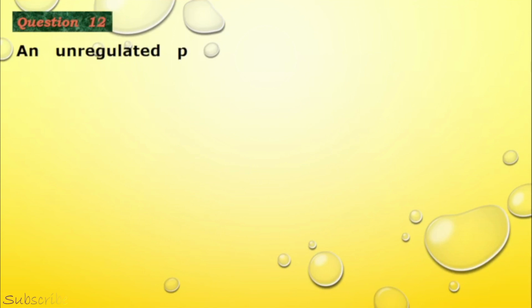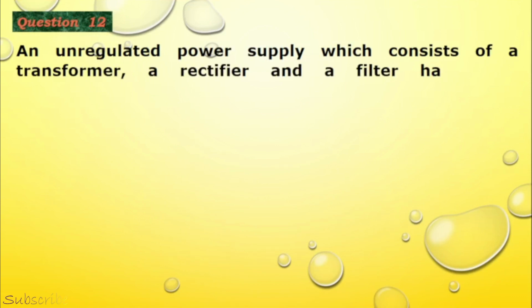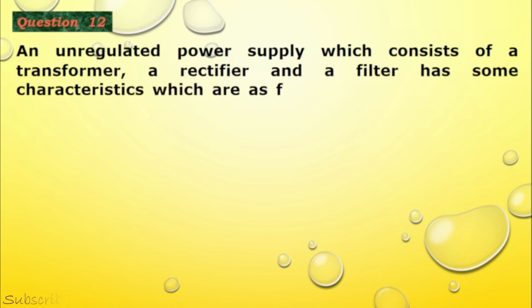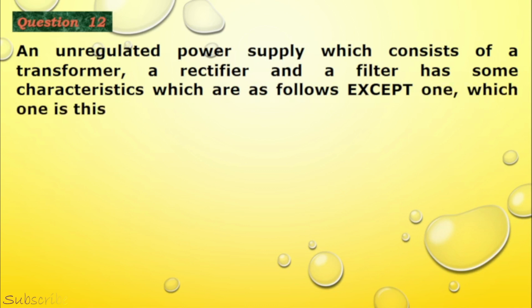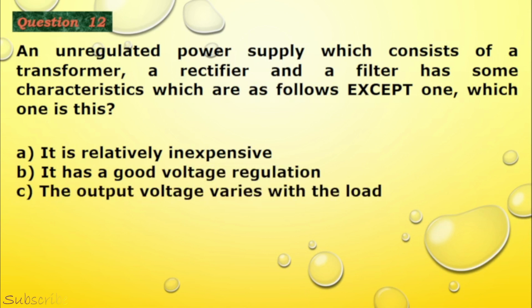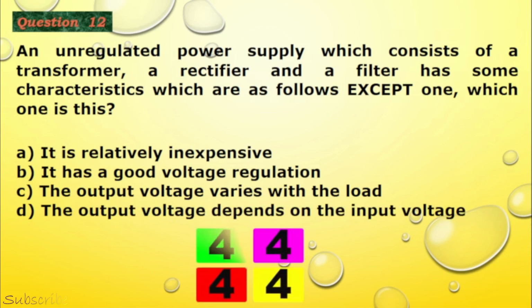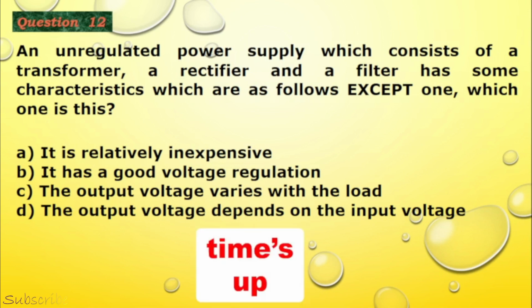Question number 12. An unregulated power supply which consists of a transformer, a rectifier and a filter has some characteristics which are as follows except one. Which one is this? A. It is relatively inexpensive. B. It has a good voltage regulation. C. The output voltage varies with the load. D. The output voltage depends on the input voltage. The correct answer is letter B, it has a good voltage regulation.